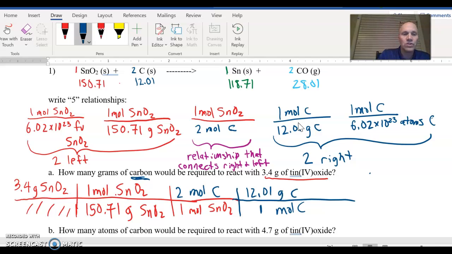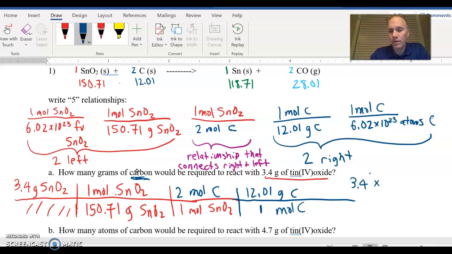So notice you have your crossbar correctly set up. Grams of SnO2 matches grams of SnO2. Moles of SnO2 matches moles of SnO2. Moles of carbon matches moles of carbon. The crossbar starts with this information right here, and it ends with grams of carbon, which is what the question asks for.